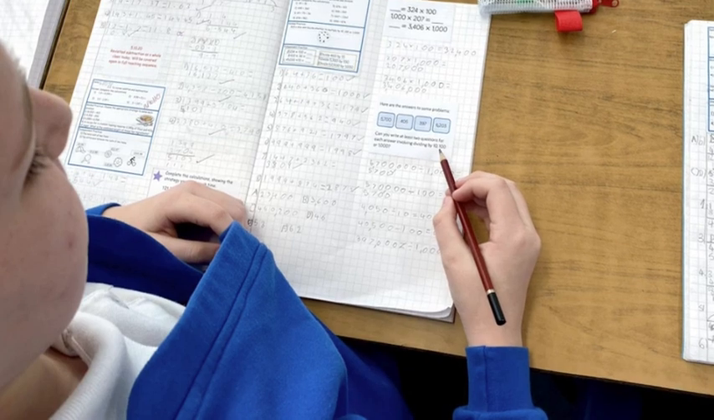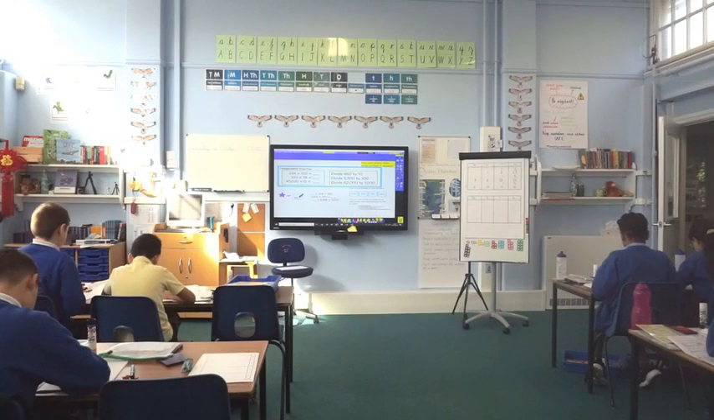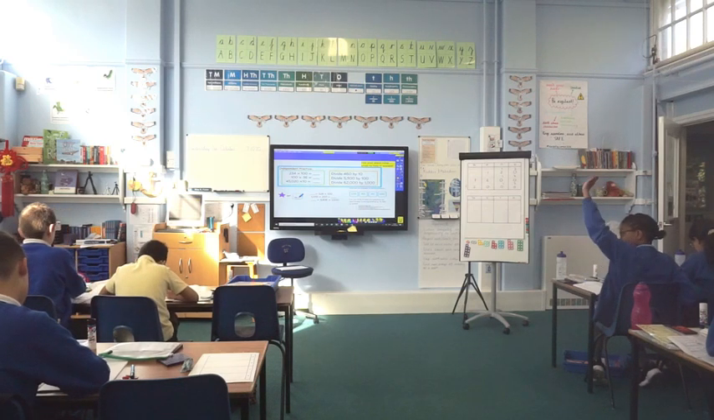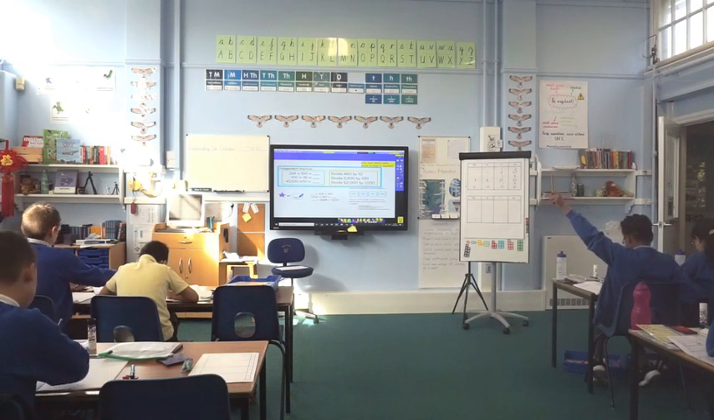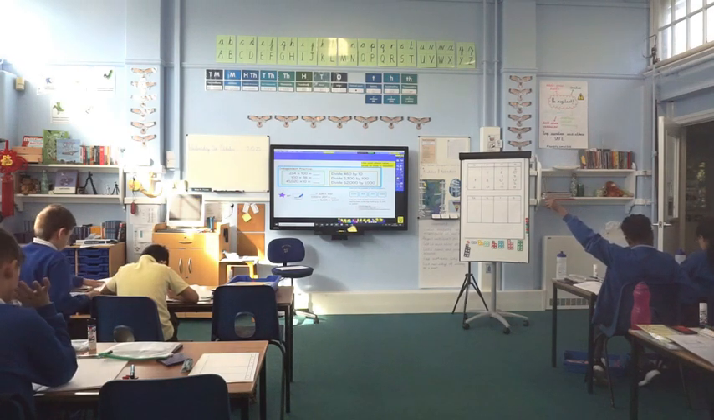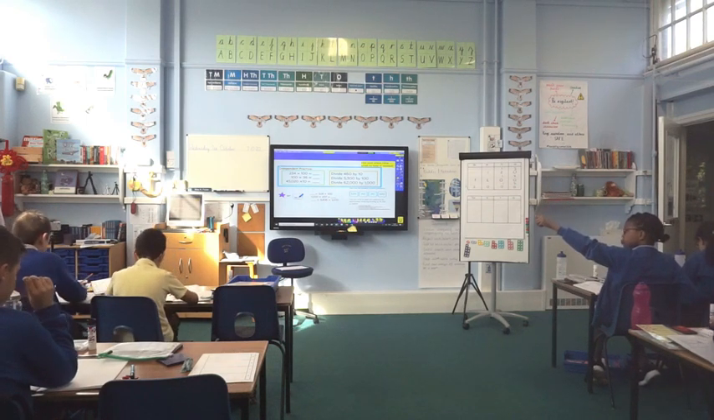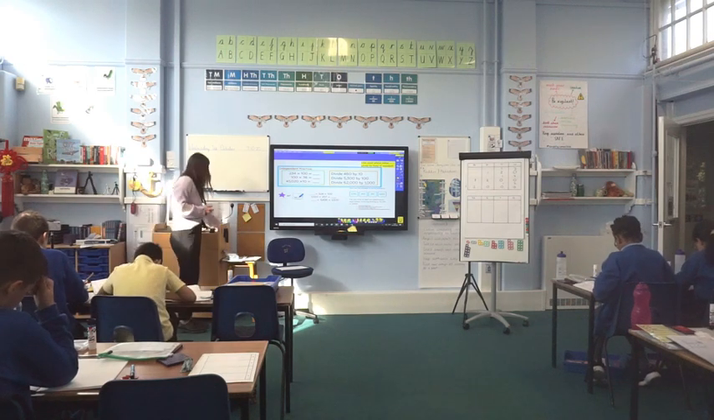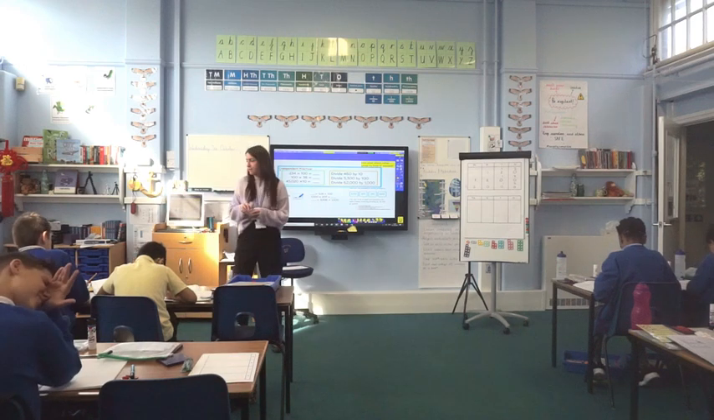So using those place value grids if you need to support you. If it's on the board, you can see it on the board as well. You don't need to get back to the pages. Okay. Don't be afraid to get your place value grid to use it to support you. Now some inverse ones.